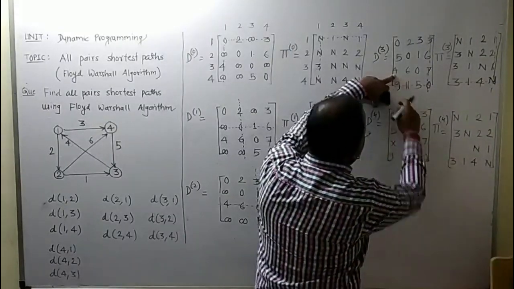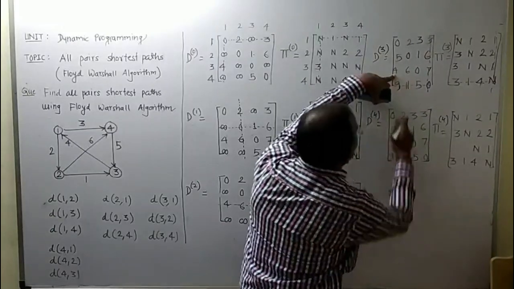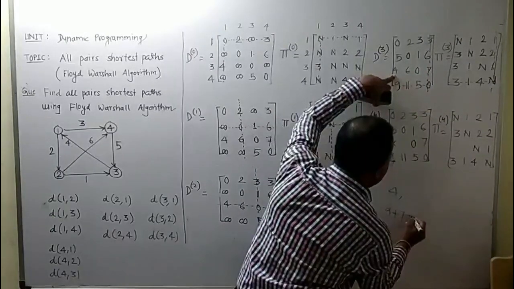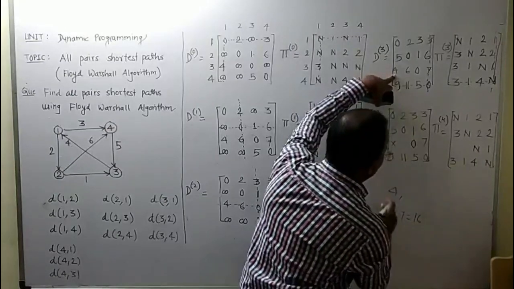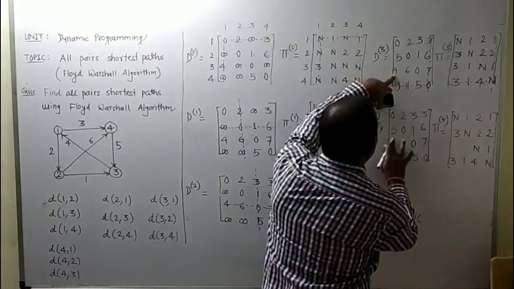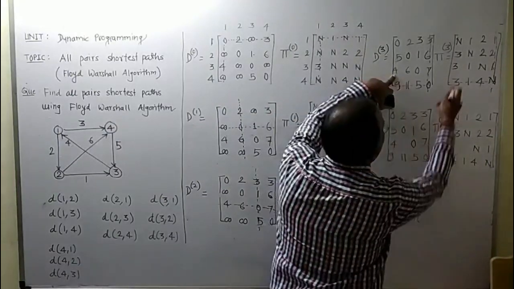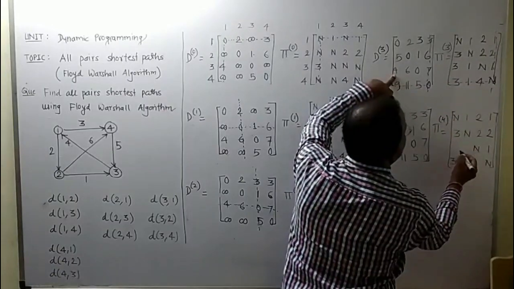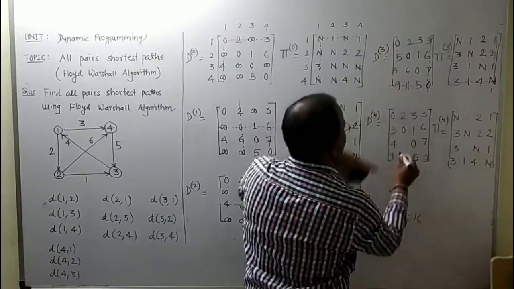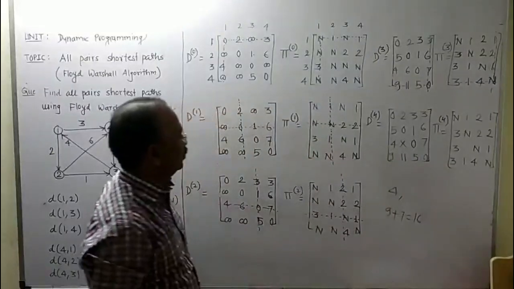Then travel vertically, you will get 9. Travel horizontally, you will get 7. So that is 16. So which one is the minimum? 4 is the minimum, means no change. Now here also in the pi 4 there is no change. 3 will come here.